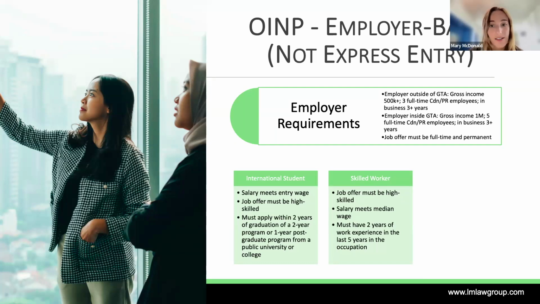The next one is the skilled worker. So for the skilled worker stream, you need to have a job offer that meets those same requirements, and you also need to have 2 years of work experience within the last 5 years in the same NOC code as your job offer. The work experience doesn't have to have been inside of Canada. It can be from outside of Canada, but you do have to show that you have those 2 years of experience within the last 5 years in that high skilled job.